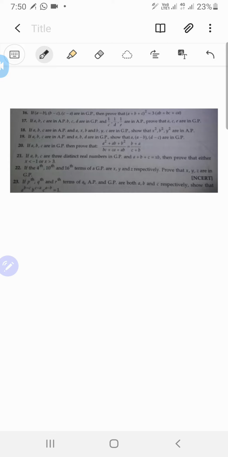Okay, if A, B, C are in AP and B, C, D are in GP and 1 by C, 1 by D and 1 by E are in AP, prove that A, C, E are in GP. Wow, quite a bit of numbers, huh? Okay, so A, B, C are in AP, and then B, C, D are in GP. There has to be something common.